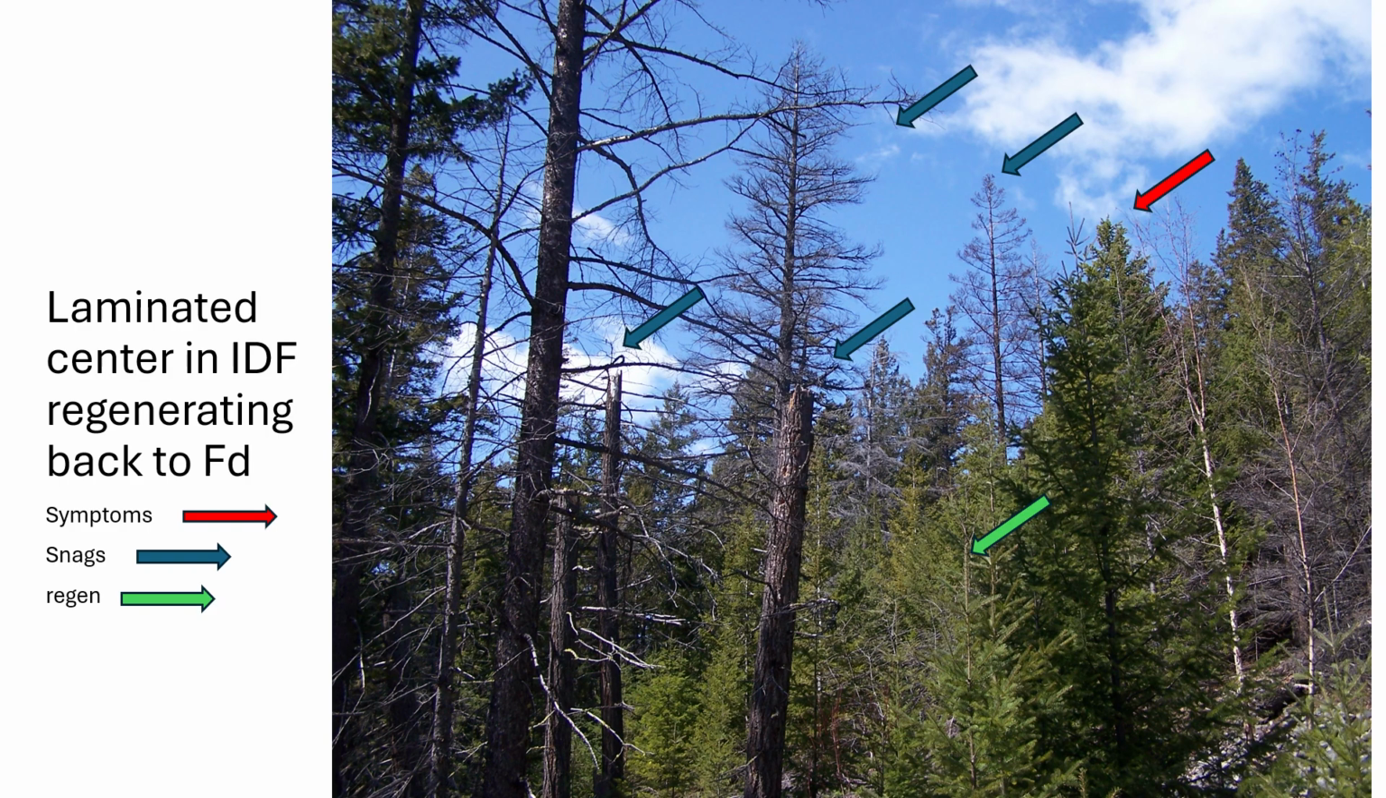This slide shows a laminated center in the interior Douglas fir zone. In this case, the center is regenerating back to Douglas fir, but you'll note the regenerating Douglas fir is quite a bit younger than the trees surrounding the root disease center. Also note the snags and symptomatic trees around the edges of the center.